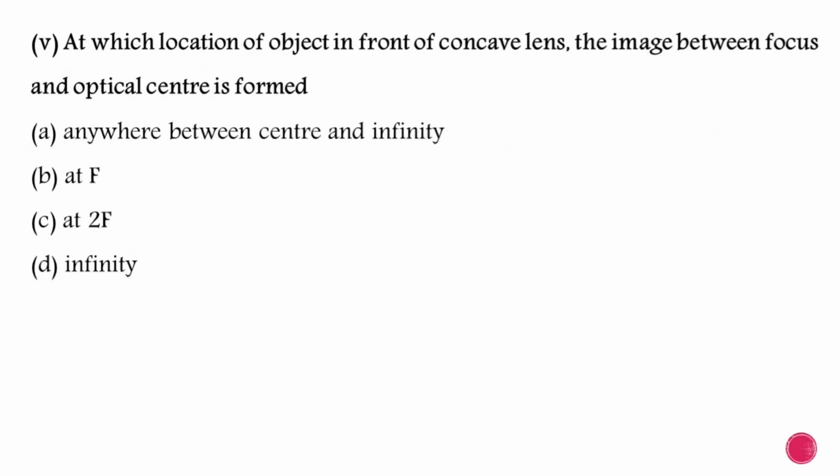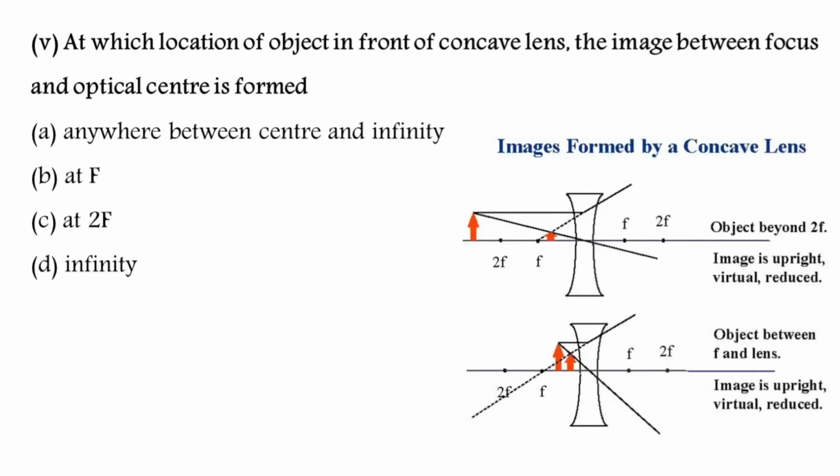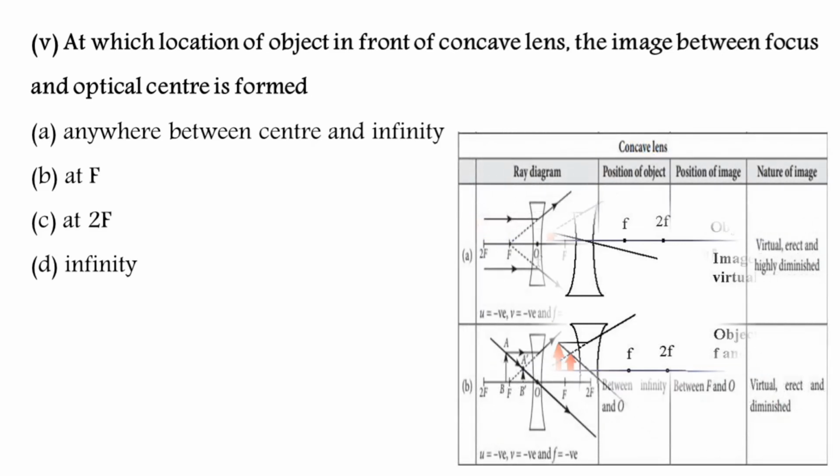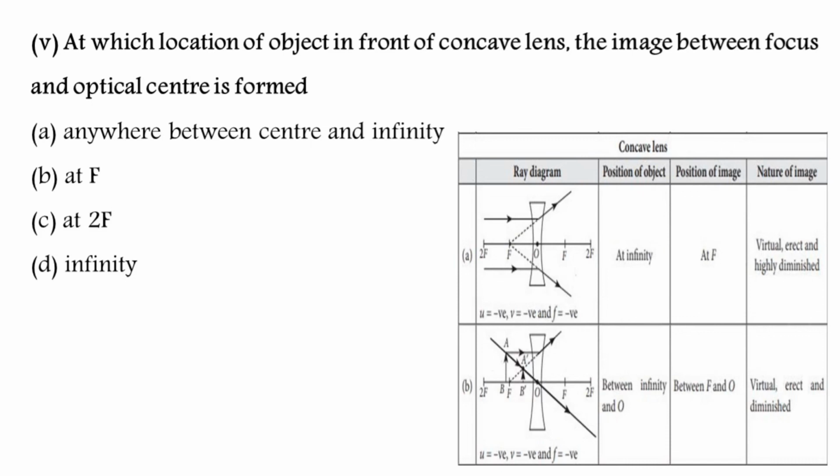At which location of the object in front of a concave lens is the image between focus and optical center formed? In a concave lens, wherever the object is kept in front of the lens, the image formed is always virtual, erect and diminished. That means if you keep the object anywhere between center and infinity, then the image is always formed between focus and the optical center. Hence the answer here is option A, anywhere between center and infinity.